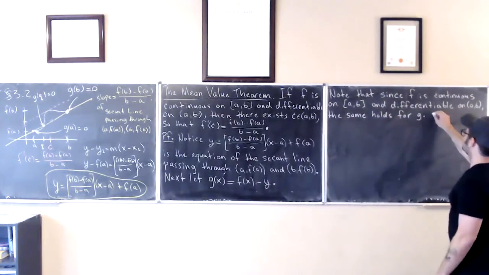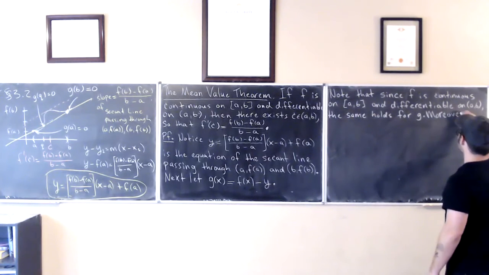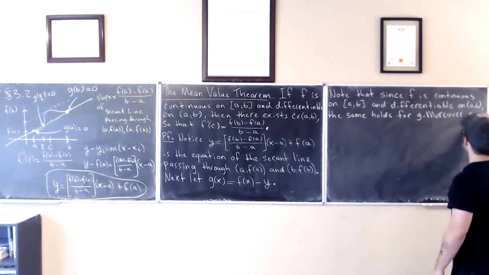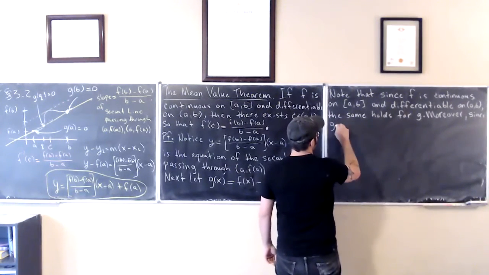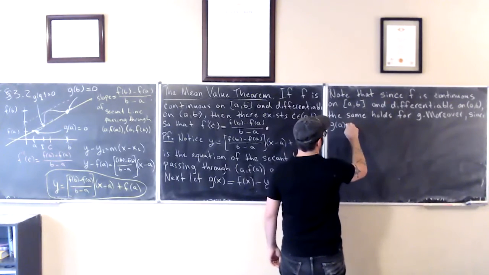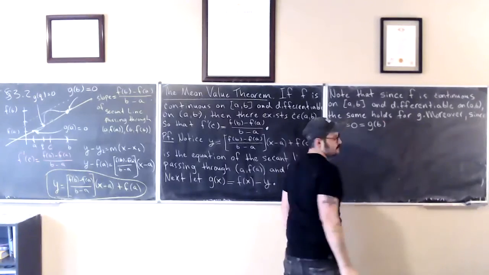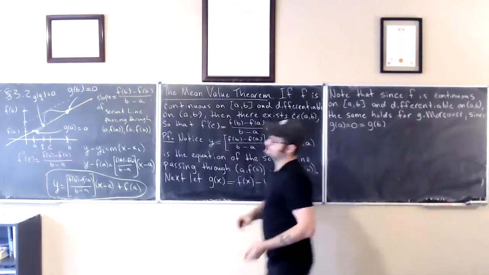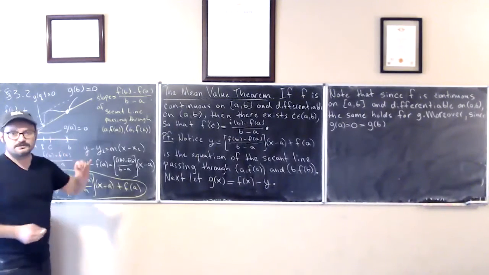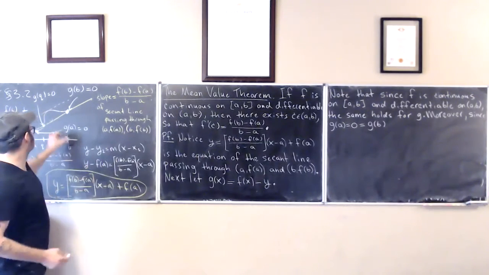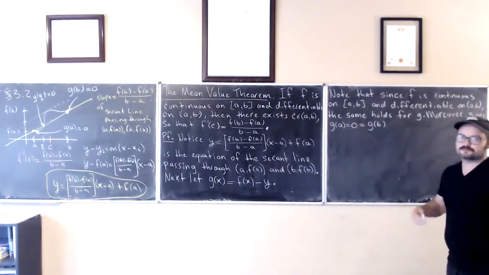Moreover, since G of A is equal to 0, which is equal to G of B, can you guess what we can use? We have G is continuous on closed interval AB, it's differentiable on the open interval AB, and the endpoints of G are equal. So we can use Rolle's theorem.